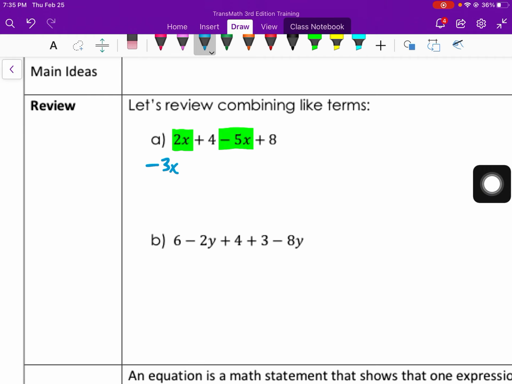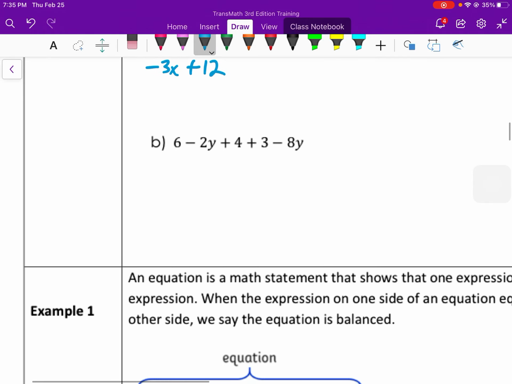And then we also will be combining our constants, 4 plus 8, and those are the same. They are the same sign, so we can add them together. So 4 plus 8 is 12.